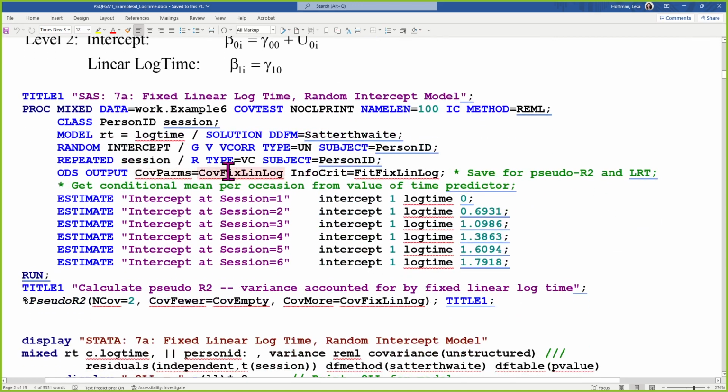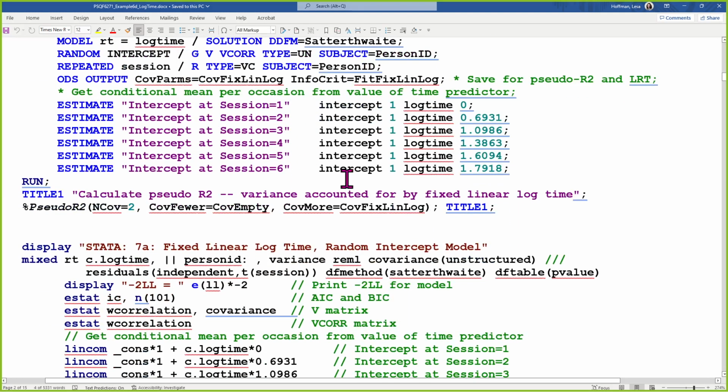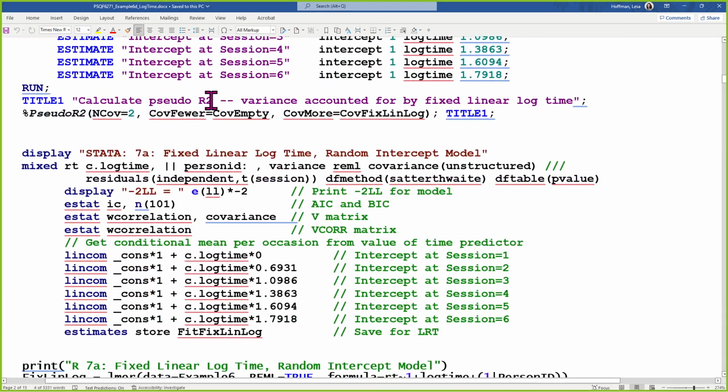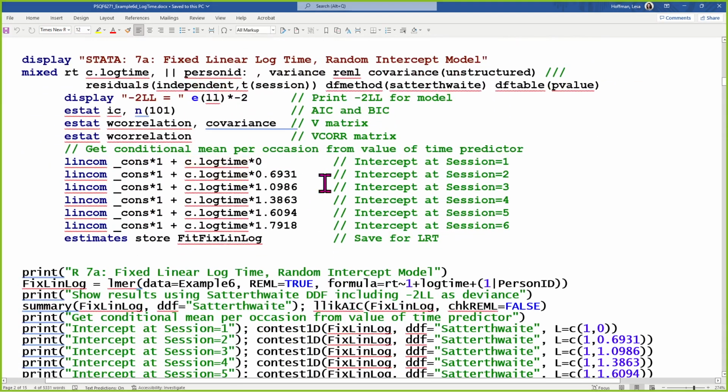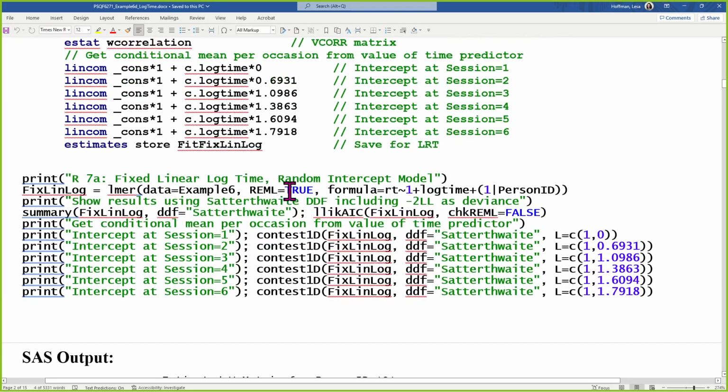So the code looks very similar to what we've seen up to this point. I put in log time as a predictor, as a fixed effect only to start with. And we're going to compute effect size via pseudo R-square. I'm asking for predicted outcomes at each occasion so that I can make a plot and see how well I'm doing. Also storing the results of these models in preparation for a likelihood ratio test. And here's the Elmer code, again back to Elmer because we don't have anything in the R matrix besides a diagonal residual variance.